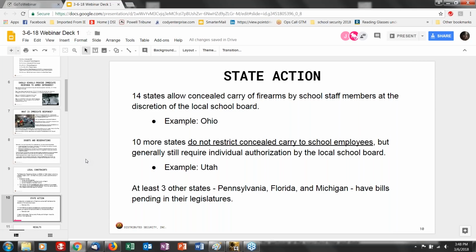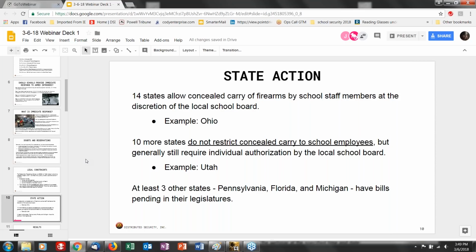Other states that have this legal authority don't have that level of participation. In fact, they include some states like Massachusetts and Rhode Island and Hawaii that we can probably all safely assume do not have large numbers of people authorized for concealed carry, but the authority does reside at the school board level, and the legal provisions are in place. 10 more states, in addition to those 14, allow concealed carry by school staff and other citizens as well, under many different variations, but usually in those other 10 states, they still require individual authorization by the local school board.